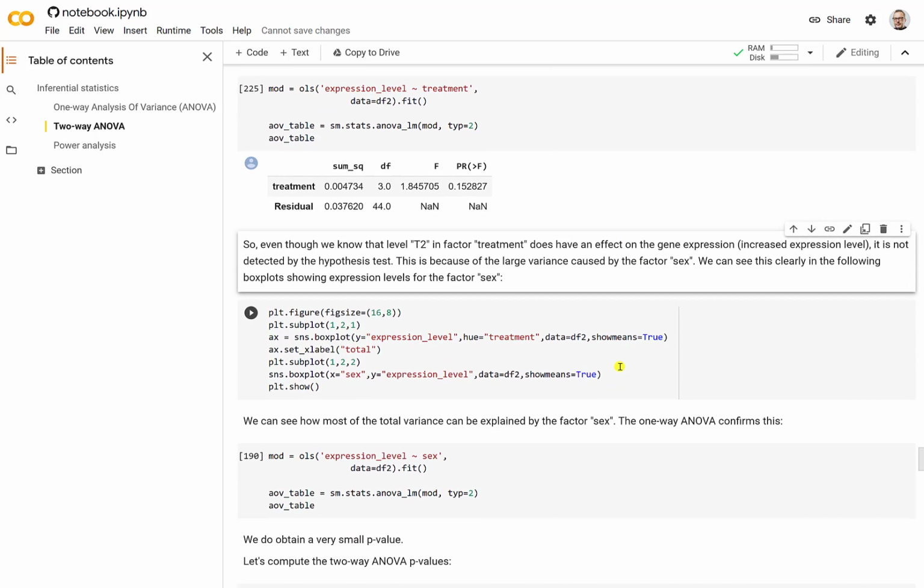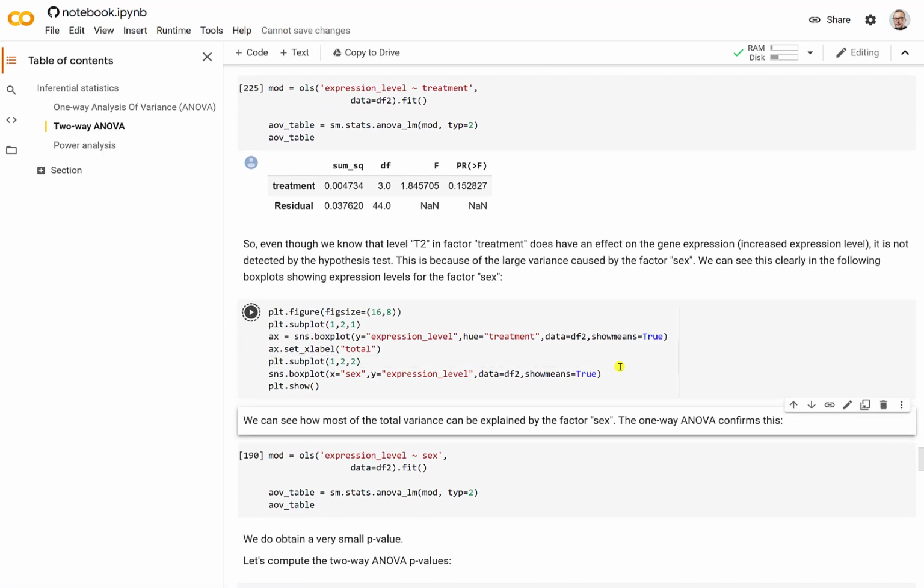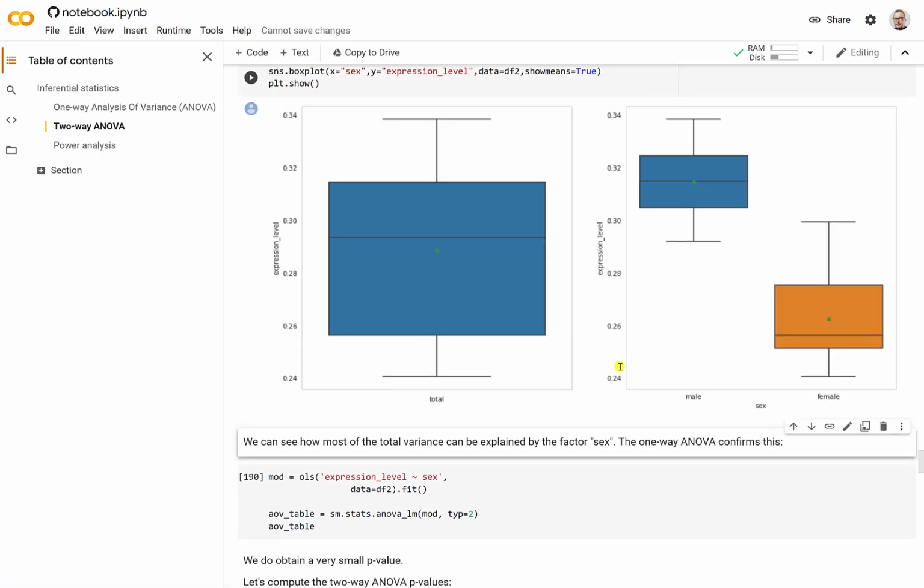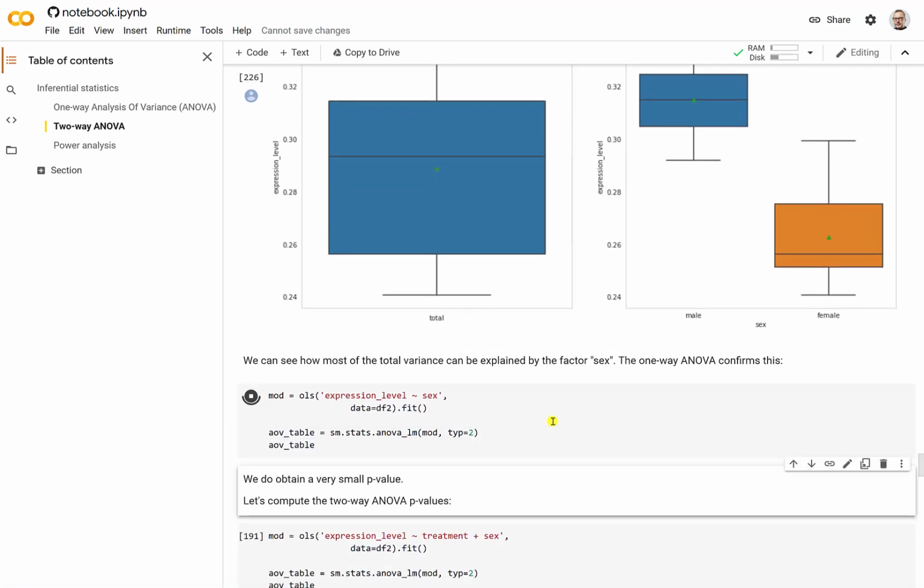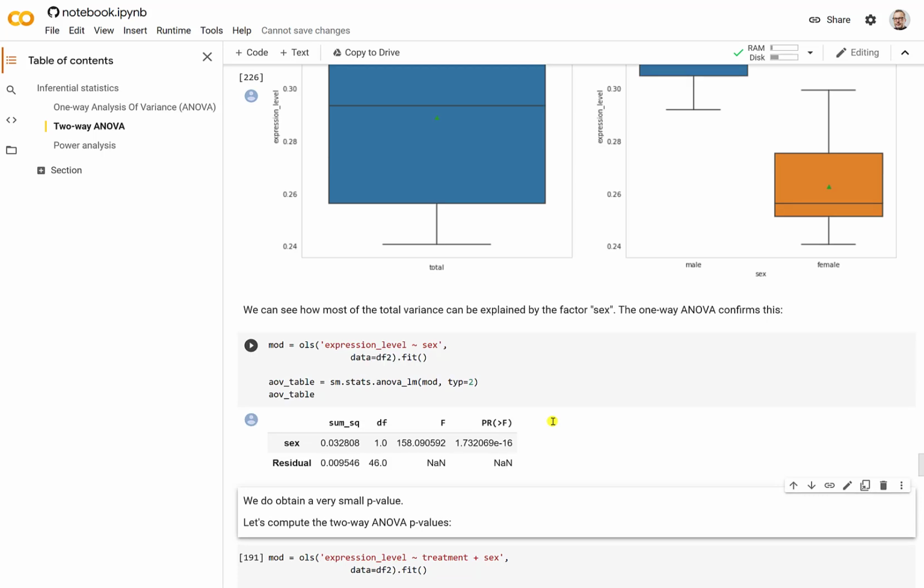Okay, and so if we act as if we only know about sex, so that's the situation here, clearly this should show a very big difference in mean, as is indicated by this very small p-value.